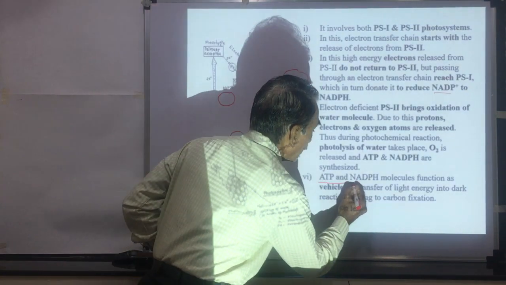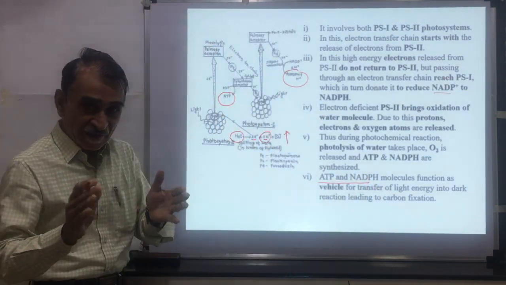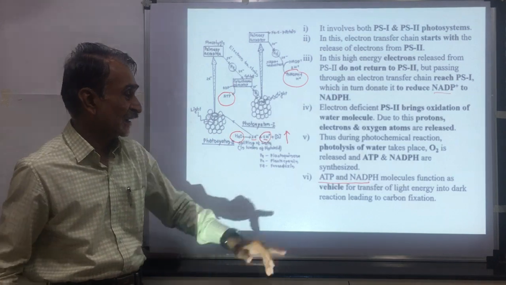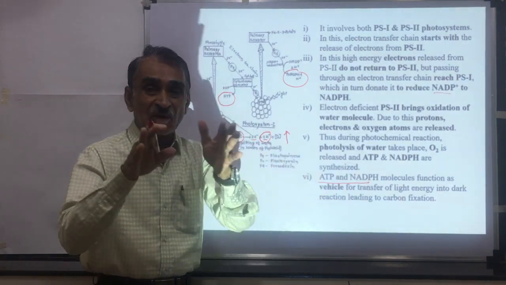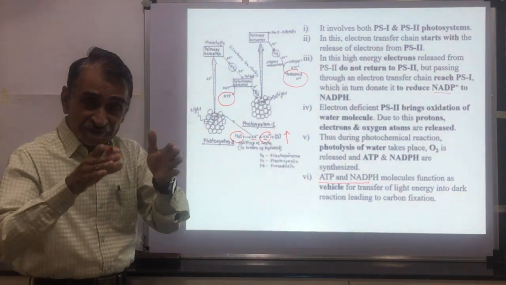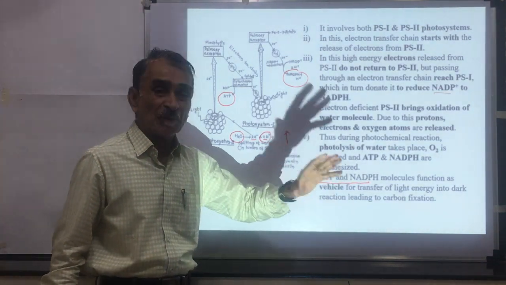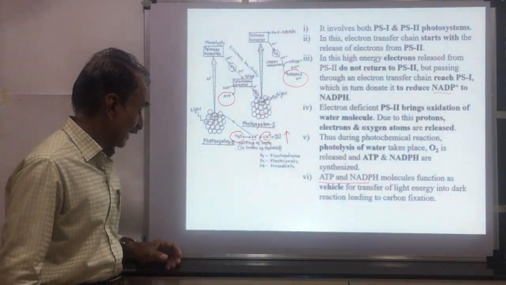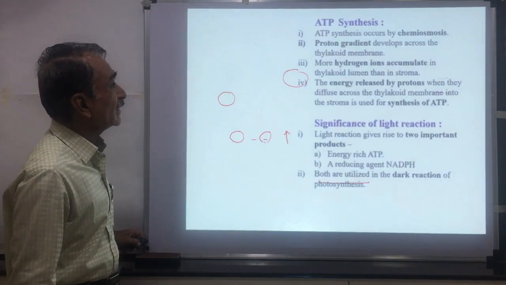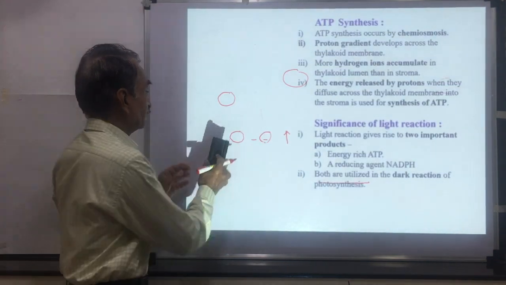ATP and NADPH are used for the reduction of CO2 in the dark reaction, for the fixation of CO2, leading to the formation of carbohydrates. This is about the non-cyclic photophosphorylation.